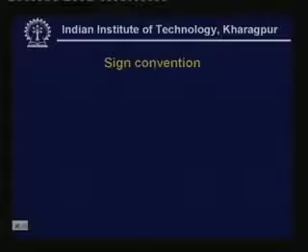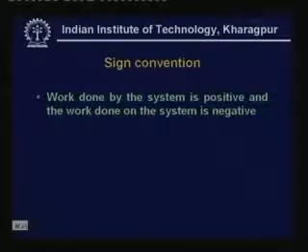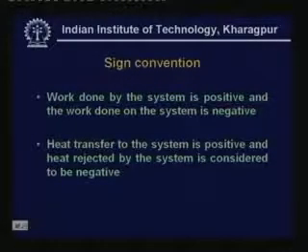Now, what is the sign convention followed? Generally in thermodynamics, the sign convention is like this. Work done by the system is considered to be positive and work done on the system is negative. And as far as heat transfer is concerned, heat transfer to the system is positive and heat rejected by the system is considered to be negative. So, as far as possible, we will be following the same sign convention throughout this course.